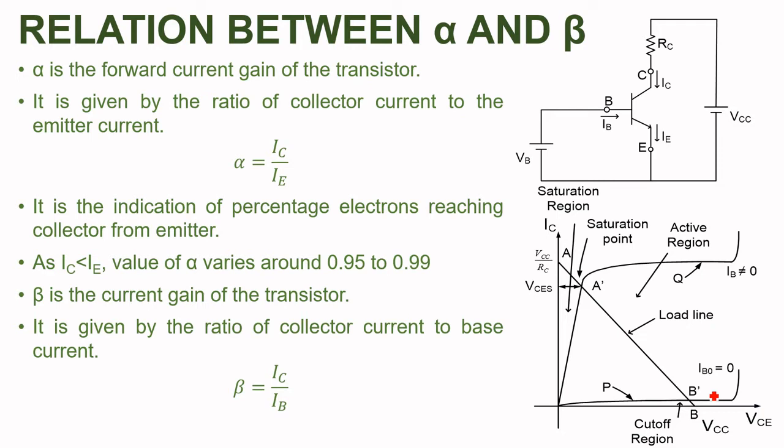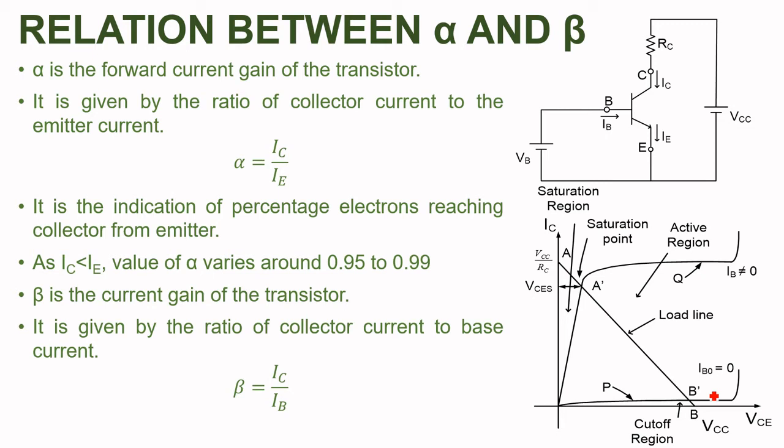Relation between alpha and beta. Alpha is given as the forward current gain of the transistor. Alpha is usually given by the ratio of collector current to the emitter current. It is the indication of the percentage of electrons reaching the collector from the emitter. As IC is always smaller than IE, the value of alpha varies around 0.95 to 0.99.